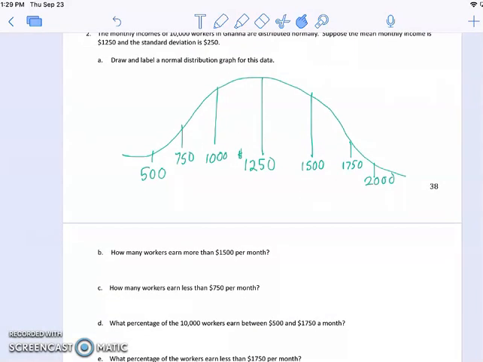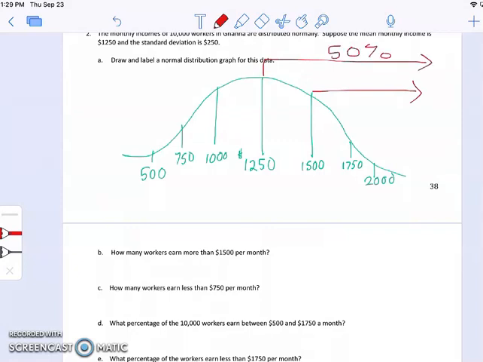Our question is, how many might earn more than 1,500? There are a lot of ways to do this, but we want from here on up. If we know from here on up is 50%, and in between is 1 standard deviation, 34%, then if we subtract those, 50 minus 34 is 16%. So 16% of workers, so 0.16 times 10,000, we'd have 1,600 workers.